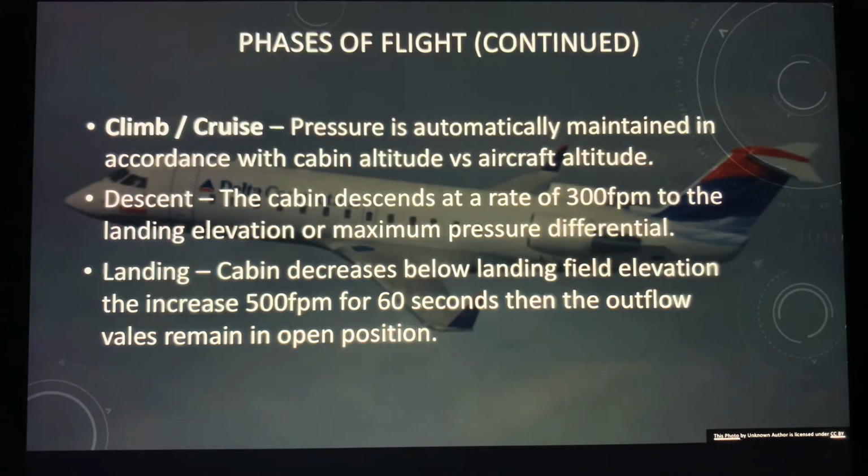And lastly, we have the last sections of the phases of the flight, which are climb, cruise, descent, and landing. The climb and cruise is pretty much the simple part of it, which is that the pressure is automatically maintained in accordance with cabin altitude versus aircraft altitude. So if you go up and down, the altitude of the cabin is going to adjust depending on what altitude you're climbing or descending to. In the descent, the cabin descends at a rate of 300 feet per minute to the landing elevation or maximum pressure differential. And then landing, the cabin decreases below the field elevation and then increases 500 feet per minute for 60 seconds. And then, of course, on the ground, the outflow valves will then remain open.